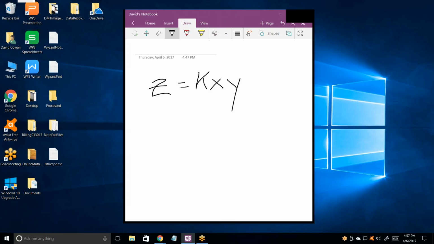First of all, they tell you that when x is 3, y is 8, and z is 6. This is the way these problems are always stated: they give you enough information to solve for k. Then they say, now what is z when x and y are two different values? And you'll know what k is then. So let's solve this for k.